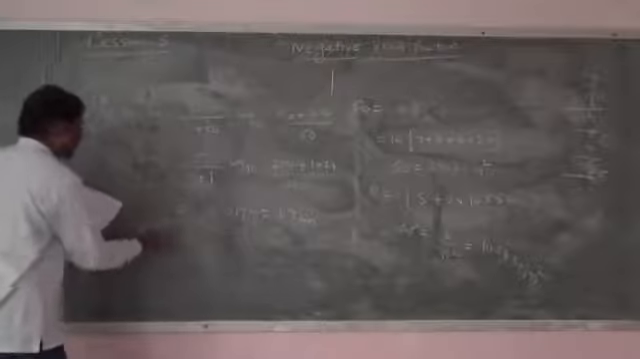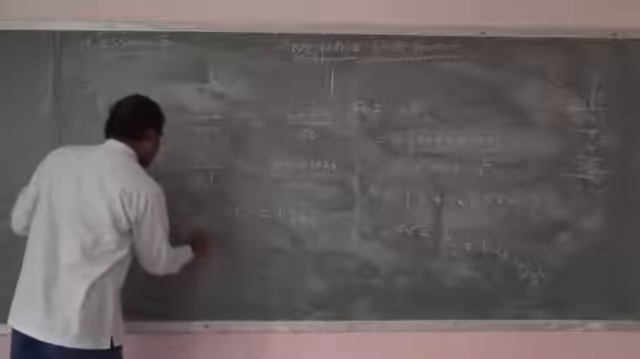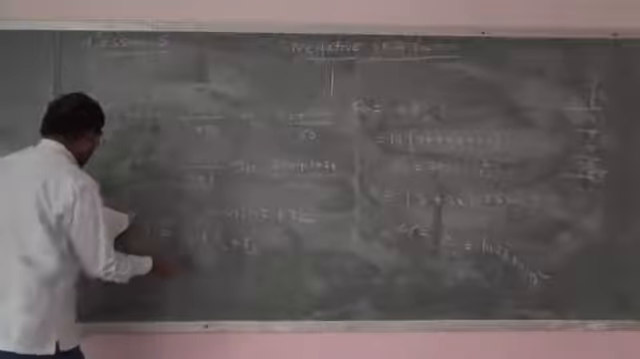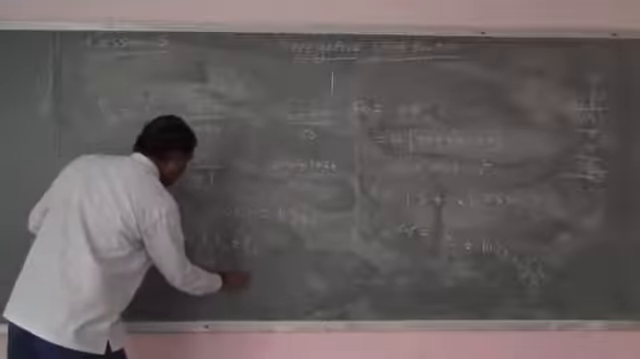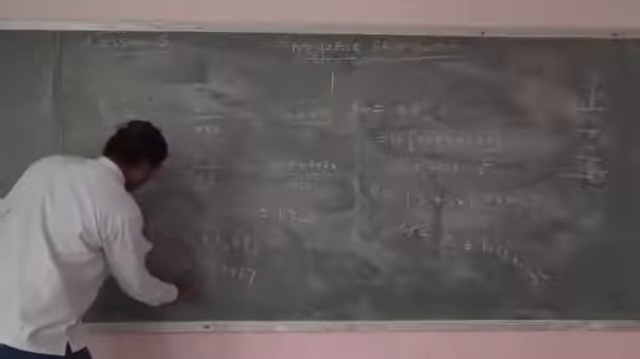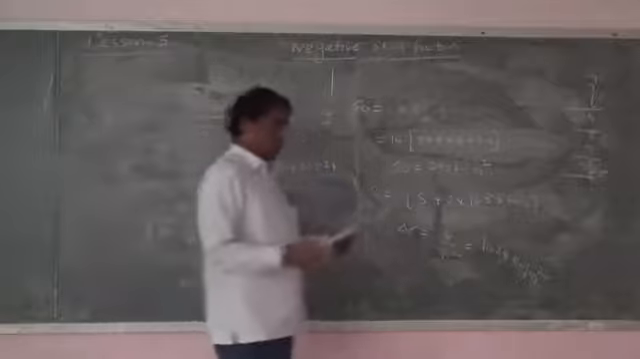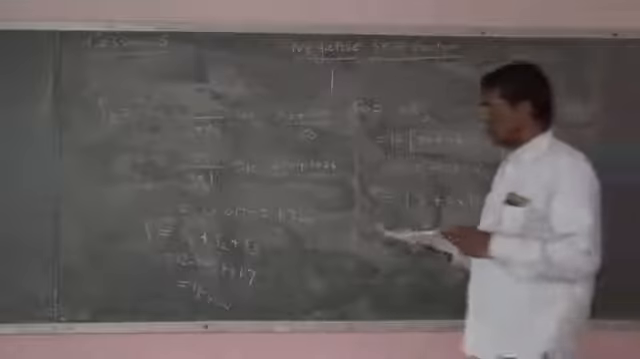Now total settlement is equal to rho 1 plus rho 2 plus rho 3. This is equal to 12.9, 3.8 plus 1.7, and finally it is 18.4 centimeter. This is the settlement of the group of the piles.